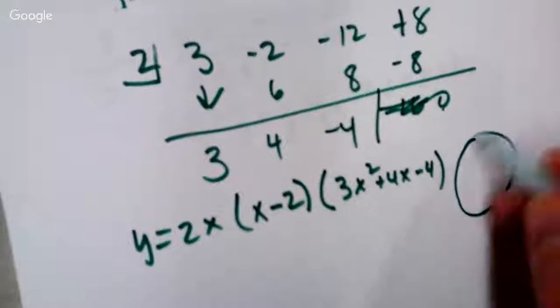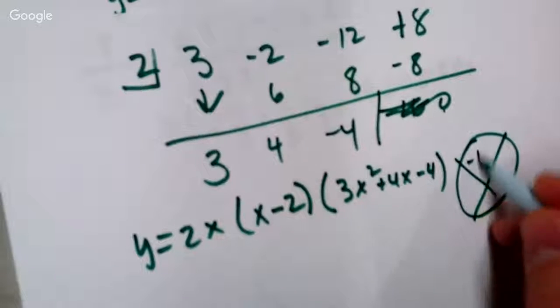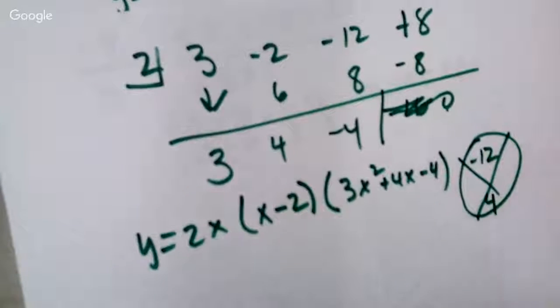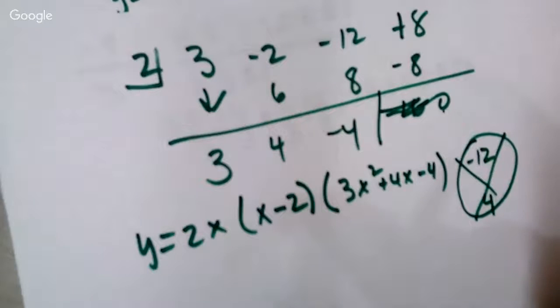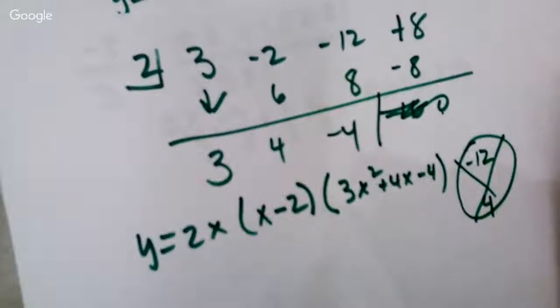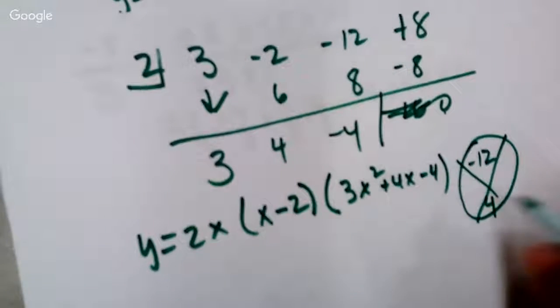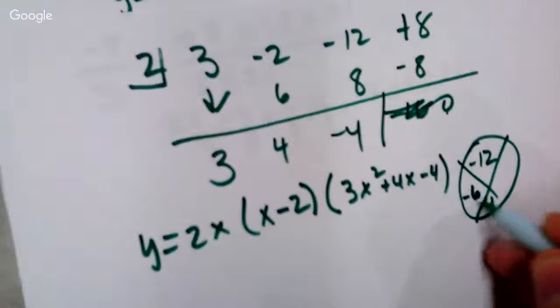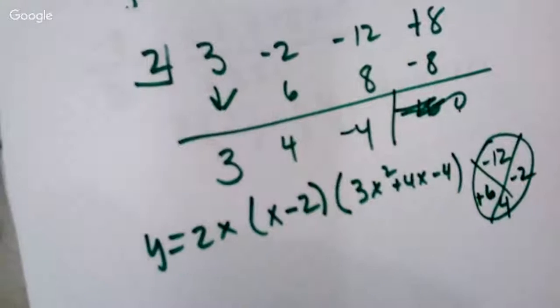So I go off to the side. I factor negative 12. I factor 4. Okay, what two numbers multiply to negative 12 that add to positive 4? That's going to give me a positive 6 and a negative 2.